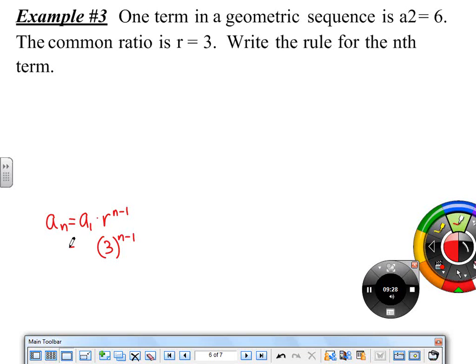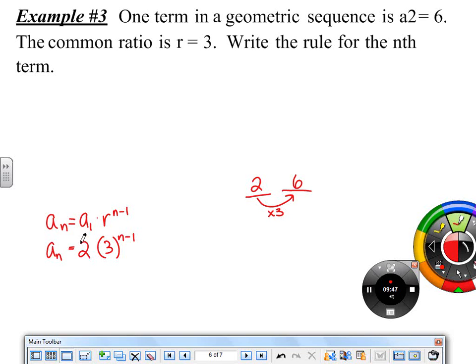They didn't give us the first term in the problem. But you might think, well, it's not that hard to figure out. You had a first term, you timesed it by 3, and you got a second term, which they told you was 6. Therefore, the first term must have been 2. And that's correct.